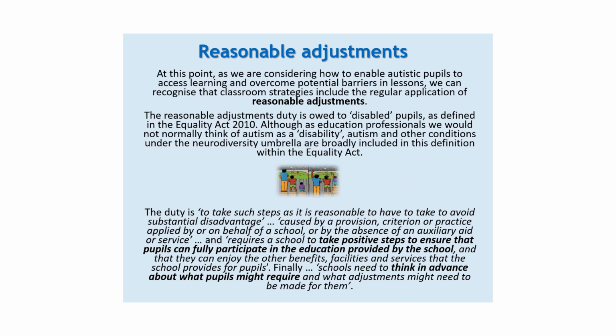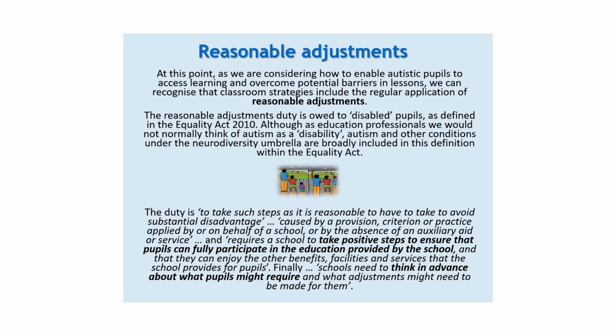Reasonable adjustments. At this point, we are considering how to enable autistic pupils to access learning and overcome potential barriers in lessons. We can recognise that classroom strategies include the regular application of reasonable adjustments. The reasonable adjustments duty is owed to disabled pupils, as defined in the Equality Act 2010. Although as education professionals we would not normally think of autism as a disability, autism and other conditions under the neurodiversity umbrella are broadly included in this definition within the Equality Act.